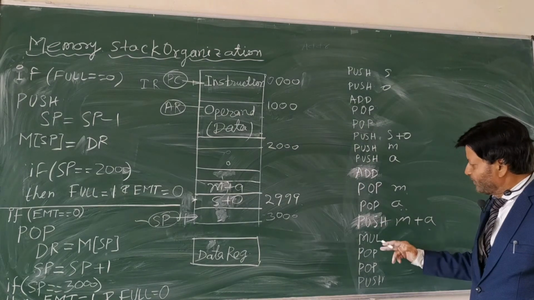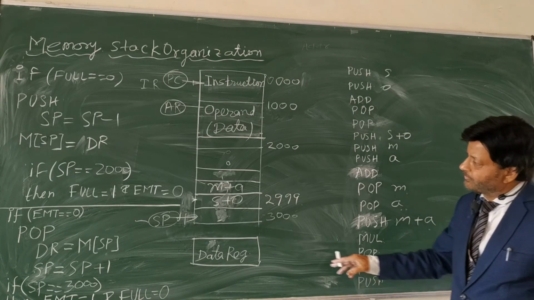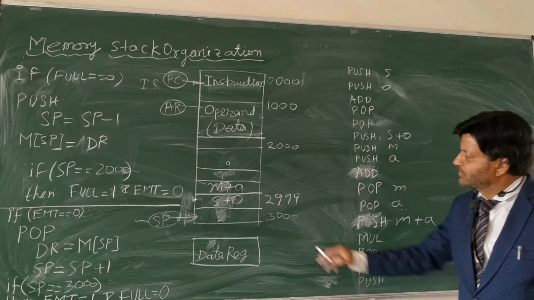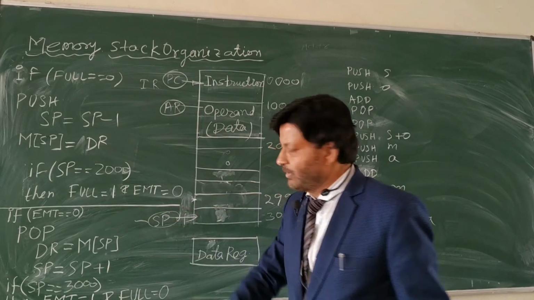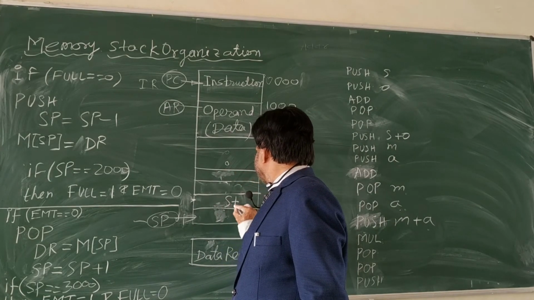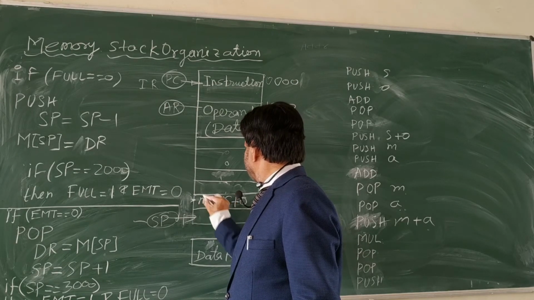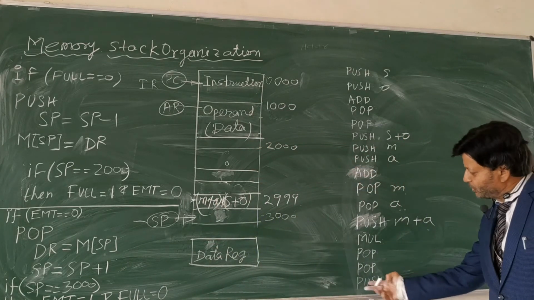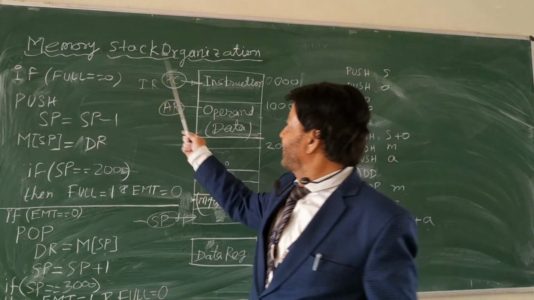So now the multiply operation will come. Now you will again pop M plus A and you will pop S plus O, and you will multiply both the things. So it will be popped, and finally it will be multiplied. So S plus O times M plus A is multiplied, and it will be pushed into the stack. So we have pushed this thing into it. So this is memory stack organization.